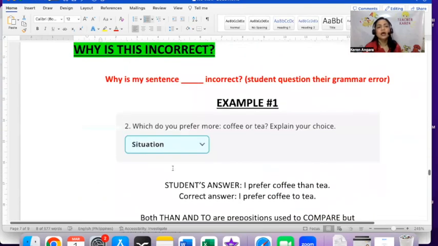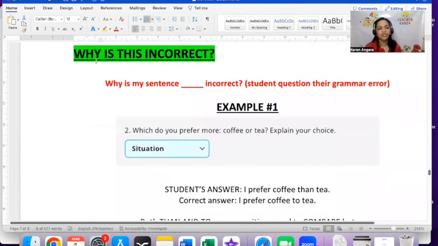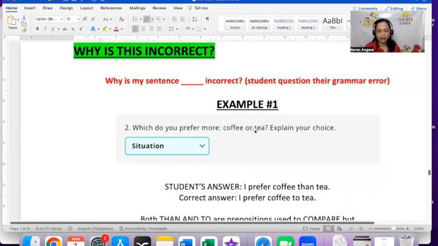Now let's continue. Another form of trap question is, why is this incorrect? So what we mean by why is this incorrect is, why is my sentence incorrect? For example, you corrected the student. Oh, that's a grammatical error. For example, they said, I prefer coffee than tea. And then you corrected the student. Oh, your sentence is incorrect. It's not I prefer coffee than tea. It's I prefer coffee to tea.